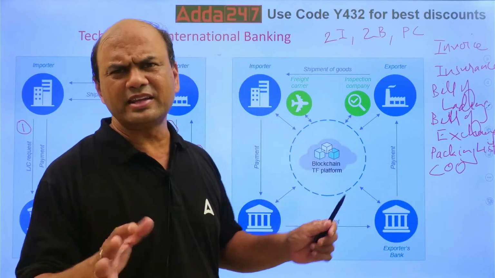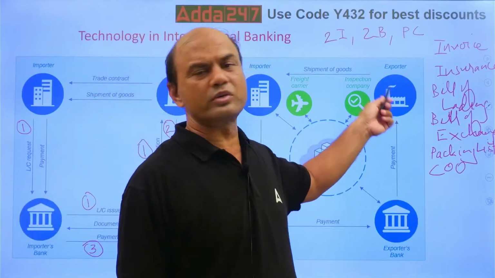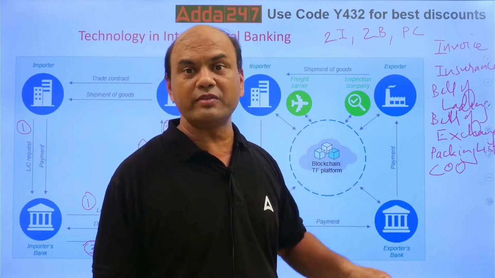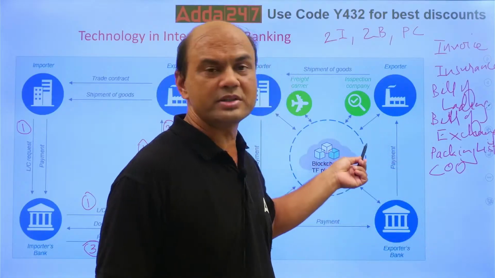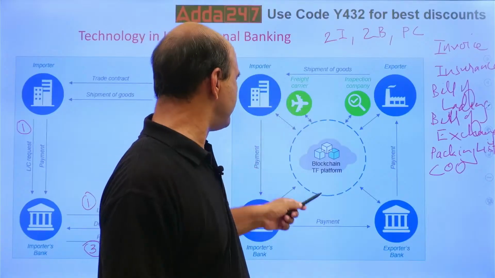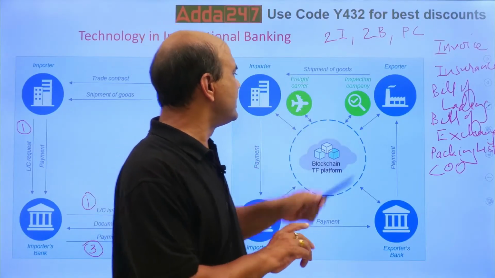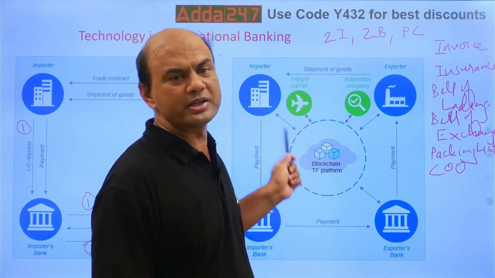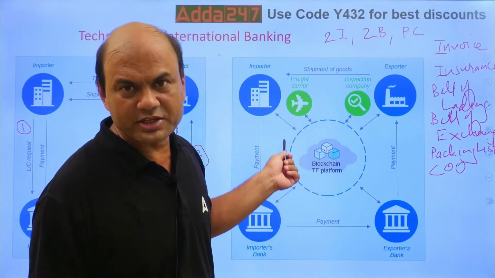Here, nothing. This exporter will go to the insurance company. Go means what? He will not even go. He will just put it in the blockchain. I want to get the insurance. The insurance company, like this inspection company, will immediately give the insurance.